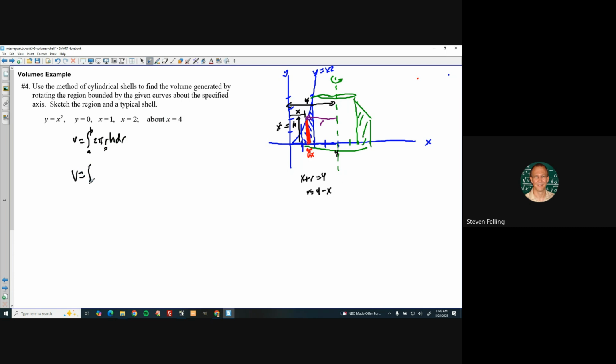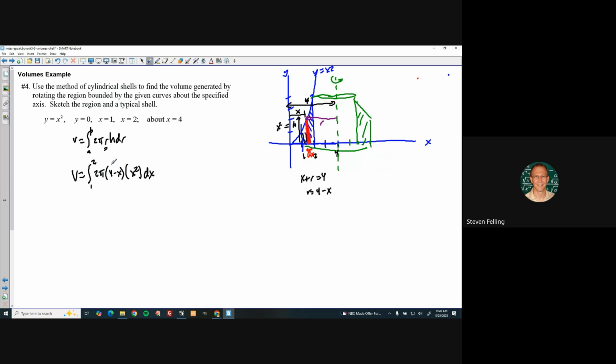So in here, this is 2 pi. This r is 4 minus x. And this h is the height that's established by the curve, which is the square root of x, and then this is dx. And we're integrating, but we're only integrating from x equals 1 to x equals 2. Those are the only rectangles we want. So this is the correct setup.